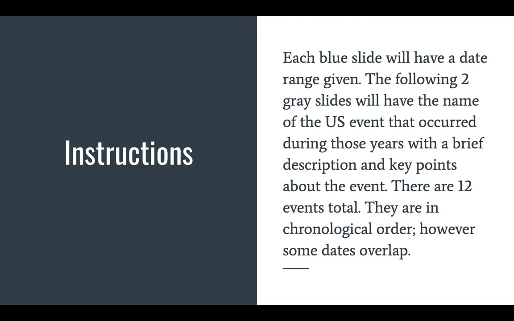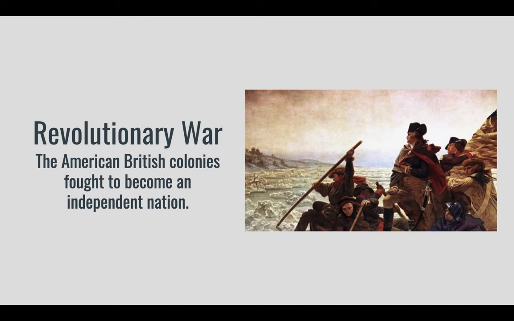And as I stated before, there's 12 total. They're in chronological order from what happened first to what happened last. And a couple of times, some events are happening around the same time period, so some of the dates kind of overlap. So our first event happened between 1776 and 1783. This is the American Revolutionary War, where the original British colonies in the area fought to become an independent nation.